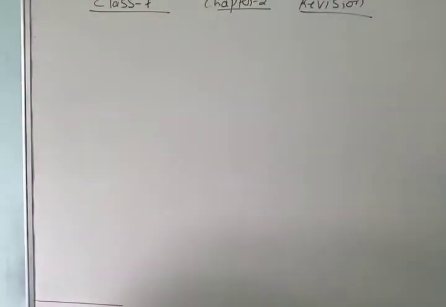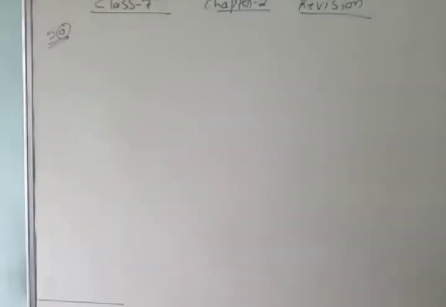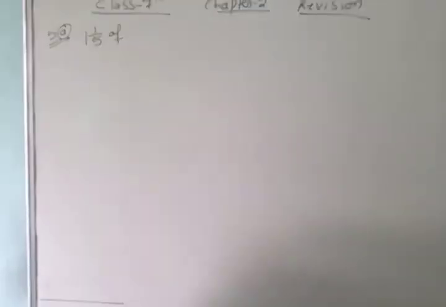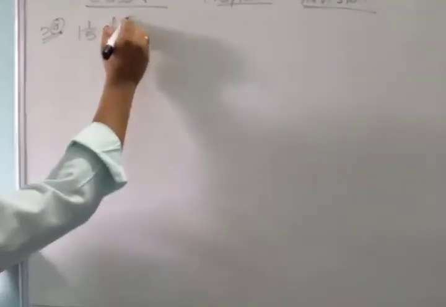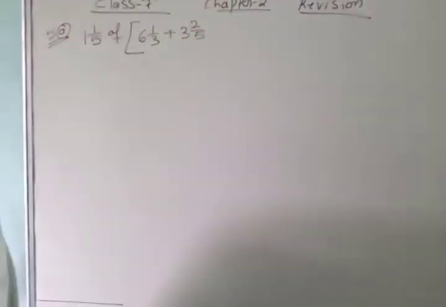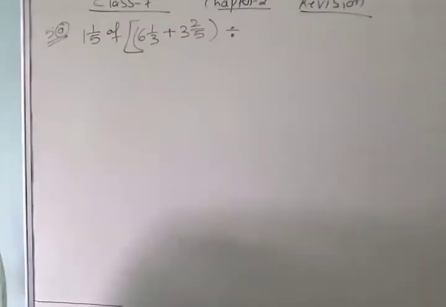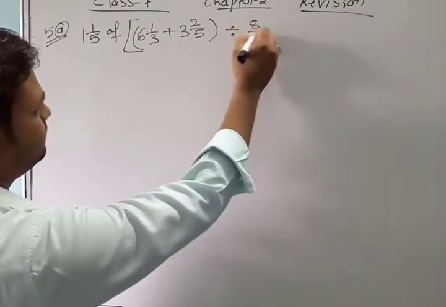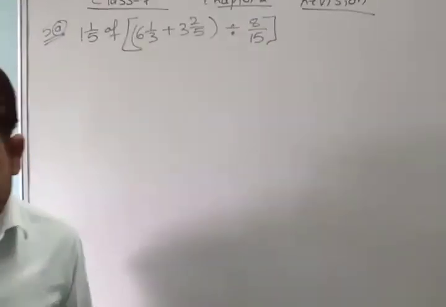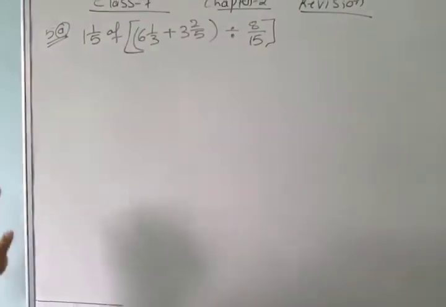That is fifth A. What is fifth A question? 1 1 by 5 of 6 1 by 3 plus 3 2 by 5, all divide 8 by 15. What we have to do? We have to simplify. It is a lengthy question and we have to simplify. So solve step by step.